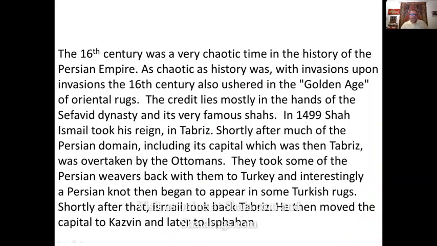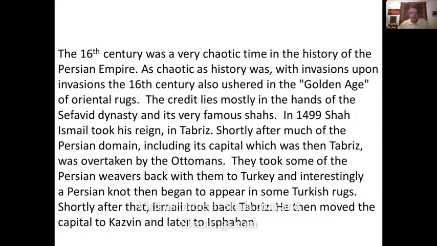So the 16th century was a very chaotic time because there was a lot of war. As you know, there's always been kind of wars and chaotic times in the Persian Empire. But it did usher in the golden age of rugs. So the golden age is attributed mostly to the Safavid Dynasty, and it's three very famous shahs. The first one to reign was Shah Ismail.